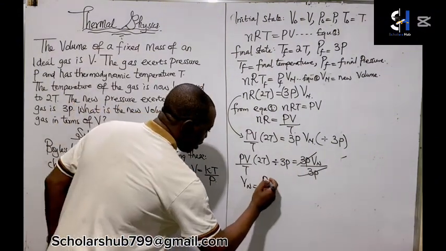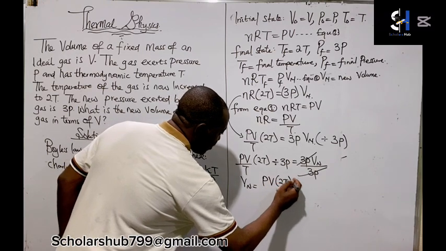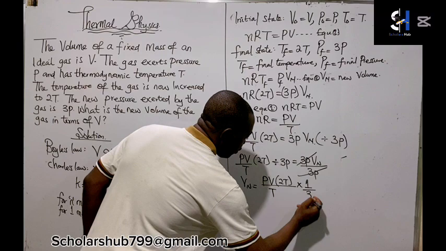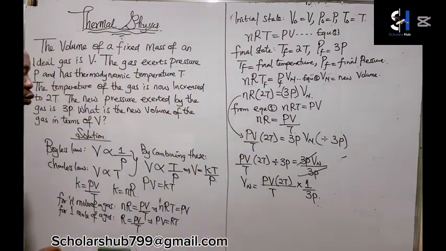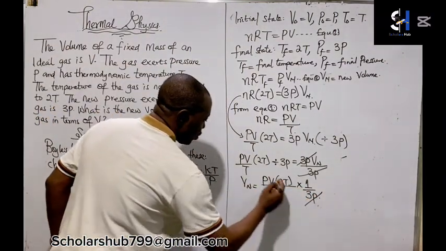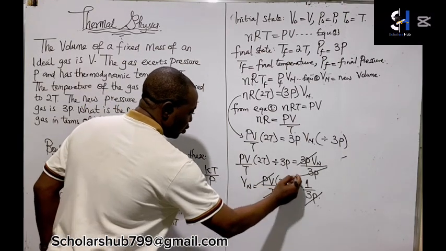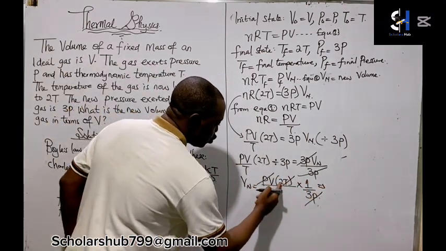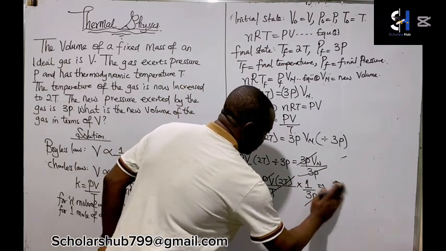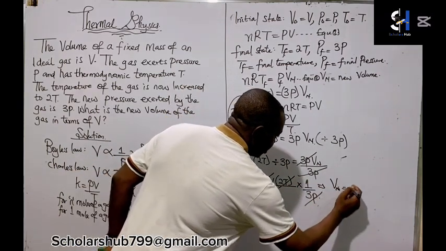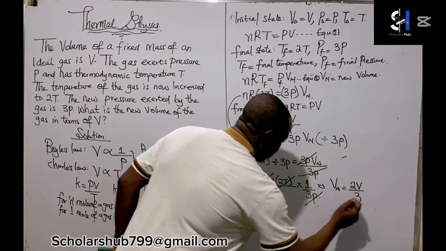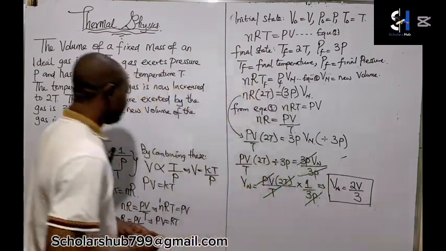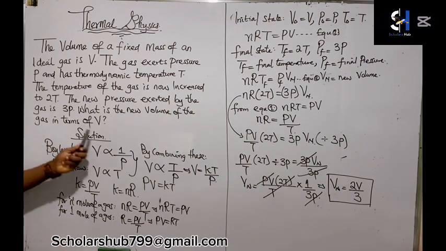So we have the new volume equal to PV multiplied by 2T over T, times 1 over 3P. Now P will cancel out, then T will also cancel out. So we now have V times 2 times 1, that will be 2V. So the new volume will be 2V over 3.